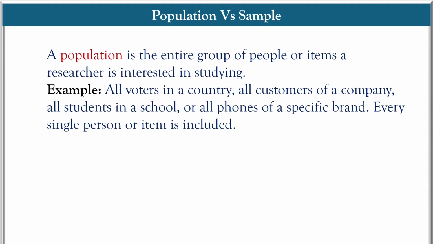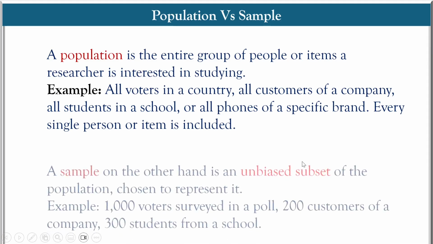So what is a population? A population is the entire group of people or items a researcher is interested in studying. Examples: all voters in a country, all customers of a company, all students in a school, or all phones of a specific brand. When we look at all these examples, we can see the word all, meaning that every single person or item is included in the population.